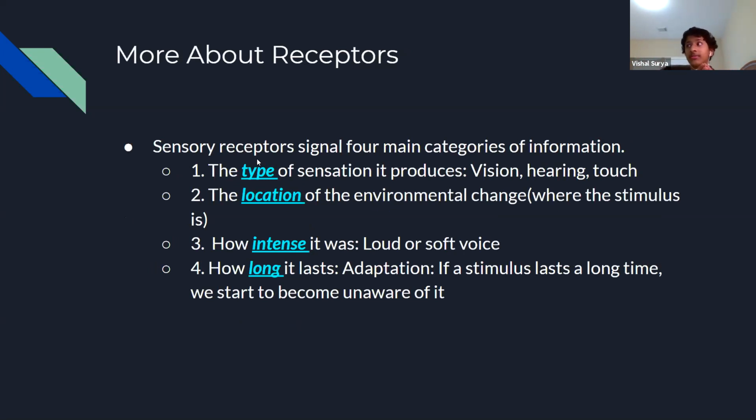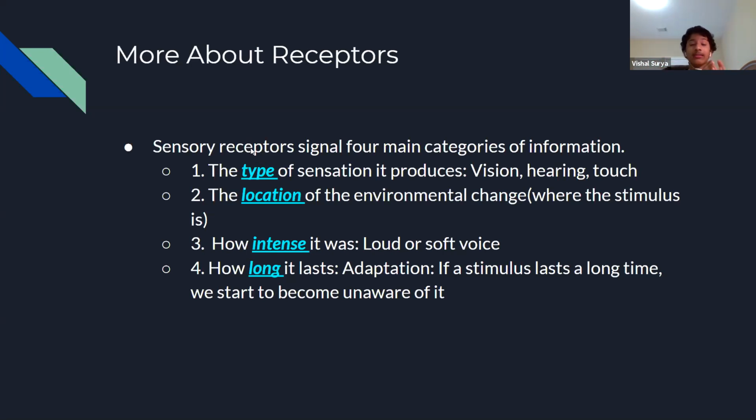Sensory receptors signal 4 main categories of information. The first is the type of sensation that it produces. We could say that would be vision, hearing, or touch. So that's the type of what it's doing. Secondly, it's the location of the environmental change, or where the stimulus is. If you recall from the previous lesson, a stimulus is just something that changes in our environment that makes us do a response because of it, like pulling your hand away from the stimulus. So that's the second thing, the location.